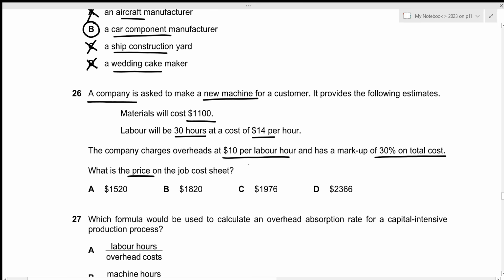We first have to figure out the cost of the job, then add the markup in order to calculate the price. So we can start with the materials of 1100. Then the labor, 30 hours will be worked at 14 per hour.